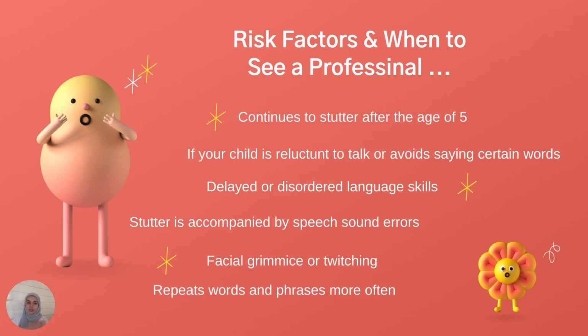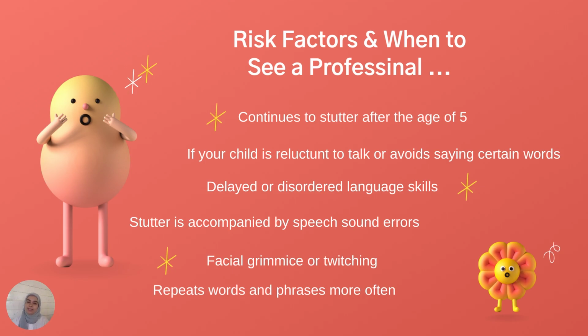If your child's stutter continues past the age of 5, you need to see a speech and language therapist. If your child starts to avoid talking and is very reluctant to talk and is aware of his stutter, then you'll also need to see a speech and language therapist. If your child's language skills, so overall development of his language skills, are either delayed or not following a normal pattern of development, then you'll need to see a speech and language therapist.